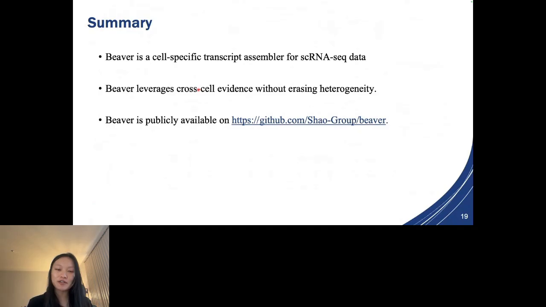Let's summarize today's talk. First, we introduced Beaver, a novel cell-specific transcript assembler specifically designed for single-cell RNA-seq data. Its core innovation is its ability to intelligently leverage cross-cell evidence to overcome data sparsity, while we use a machine learning framework to preserve cellular heterogeneity and avoid the averaging pitfalls of other meta-assembly methods. Beaver is open source and publicly available on GitHub at the following address.